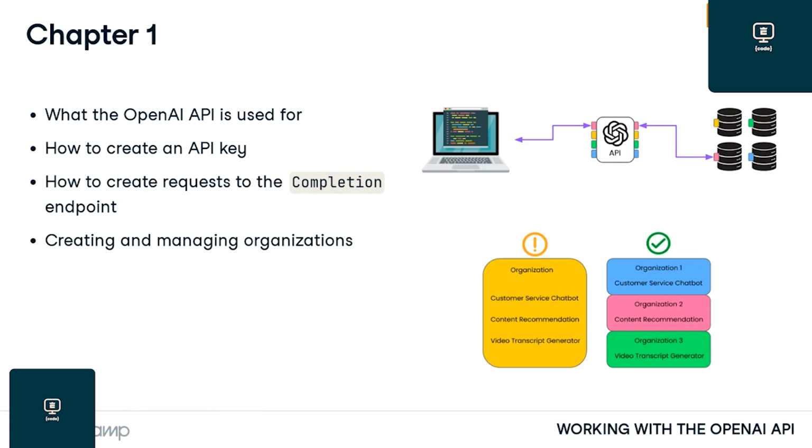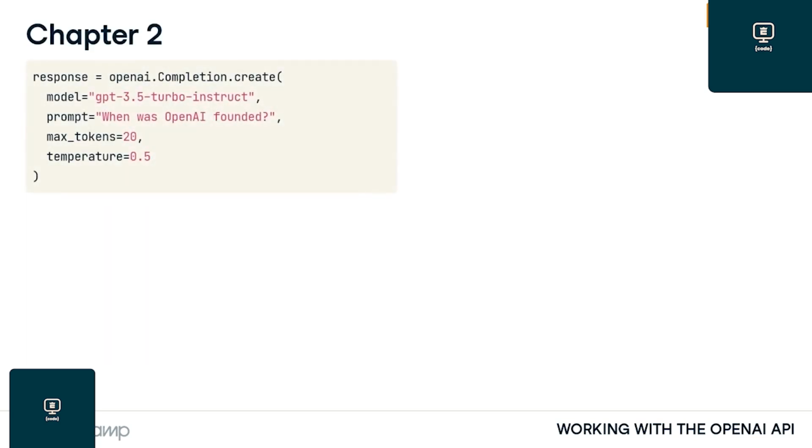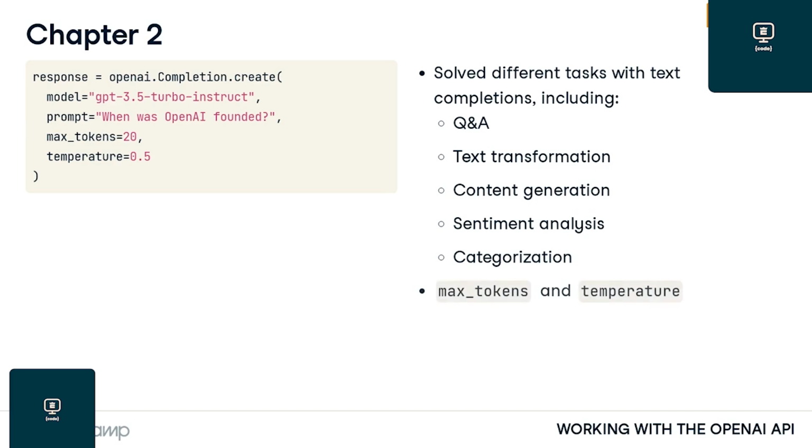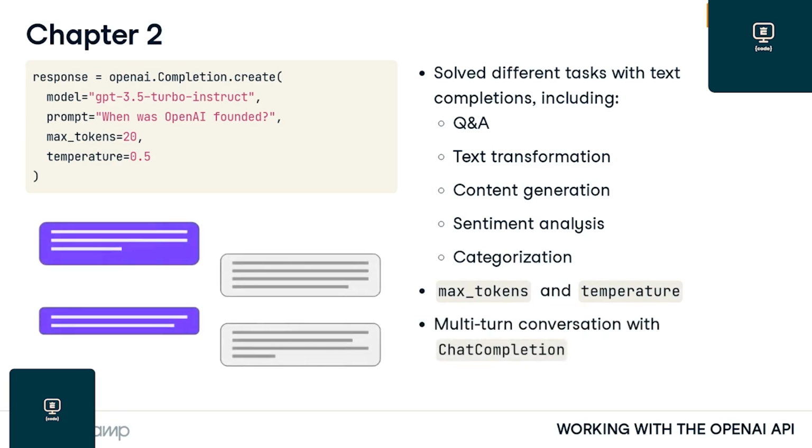In Chapter 2, you turned text completions up to the max and applied OpenAI's models to solve a range of tasks, including question answering, text transformation, content generation, sentiment analysis, and categorization. You even learned how to control the model's behavior by tweaking the max tokens and temperature parameters. From there, you unlocked the potential for multi-turn conversations using the chat completions endpoint, and created your very first AI chatbot.